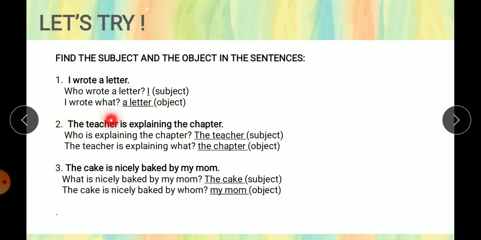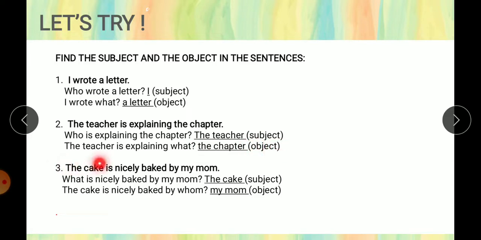See the second sentence. The teacher is explaining the chapter. Is explaining is the verb. Now question, put who. Who is explaining the chapter? The teacher. So the teacher is the subject. The teacher is explaining what? The chapter. So the chapter becomes the object.